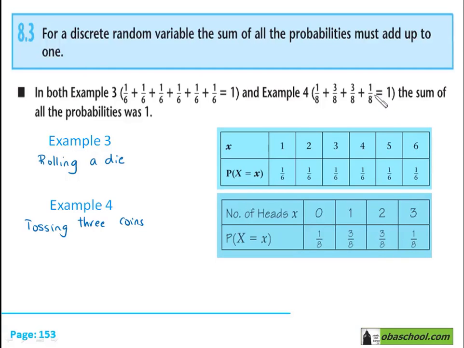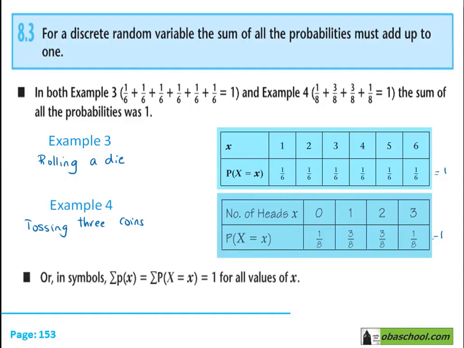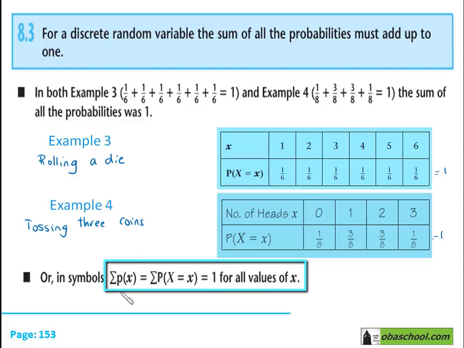Thus, to be sure of the probability distribution after constructing the table, we should add the probabilities and their sum should be 1. We can write this in a simpler way by using the summation notation. Summation of P of x, or summation of capital P of capital X equals x, is equal to 1 for all the values of x. Remember to always write lowercase p for the random variable and to use the capital P when capital X equals x, so the value of the random variable is equal to a specific value. In both cases, the summation is equal to 1.